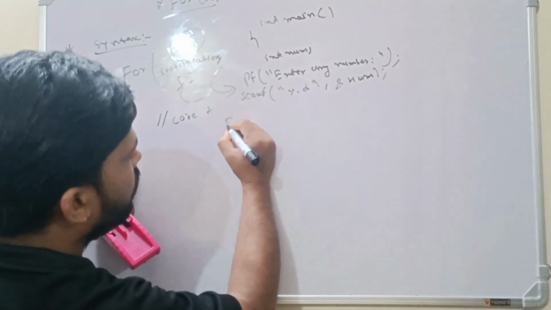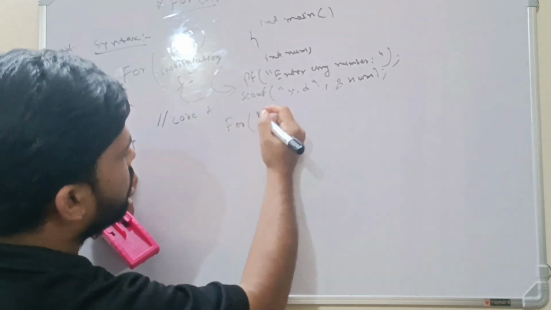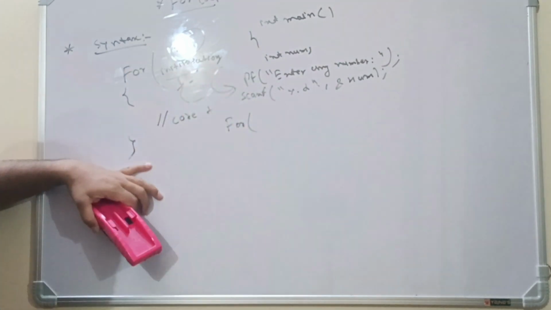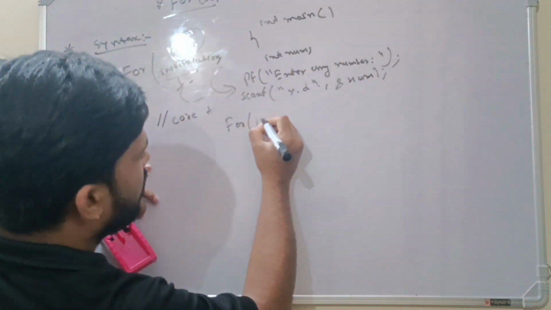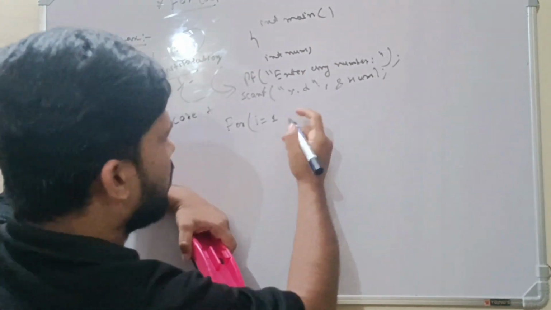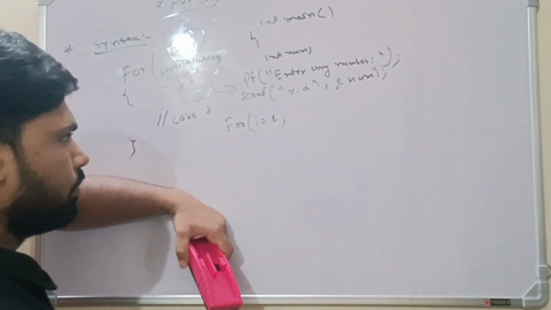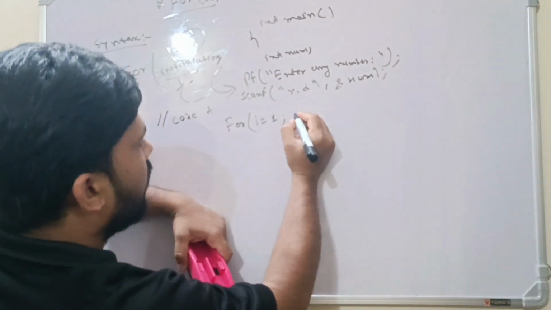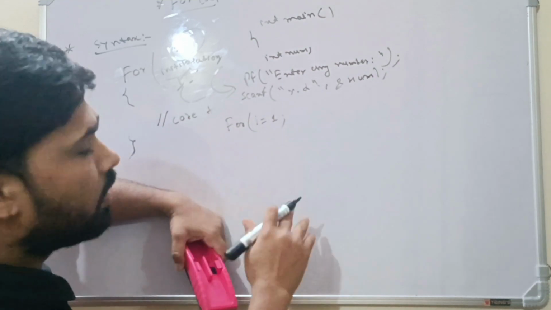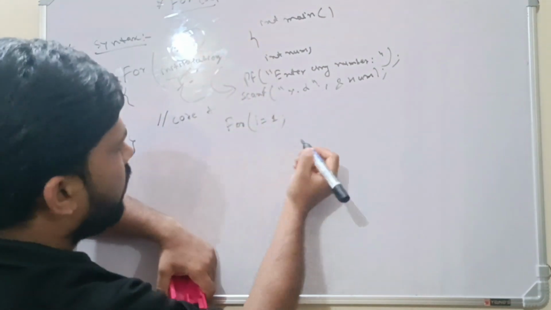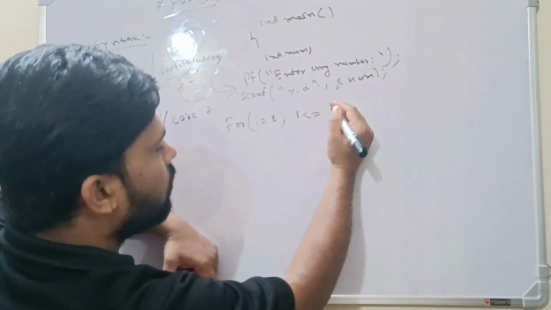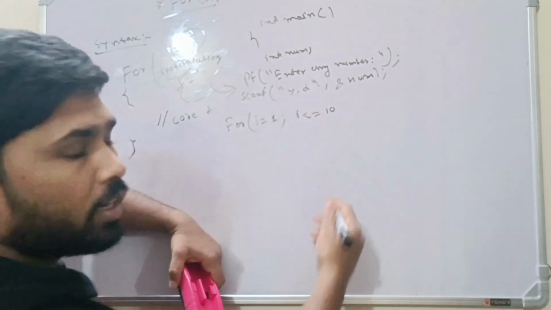Then we are using the for loop. Here first is initialization. I'm giving i = 1, then a semicolon. Initialization is done. Next is the condition. You have to write i <= 10, because I want to print up to 10 times.